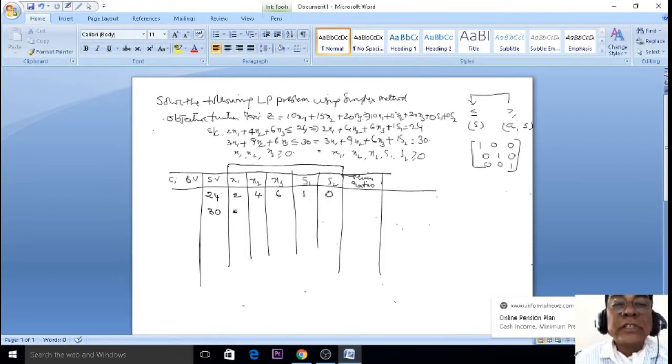Go to the second equation: 3, 9, 6, 0, 1. Next, this row is called CJ. What are the CJ values? CJ values are nothing but the objective function coefficients. These are 10, 15, 20, 0 and 0.